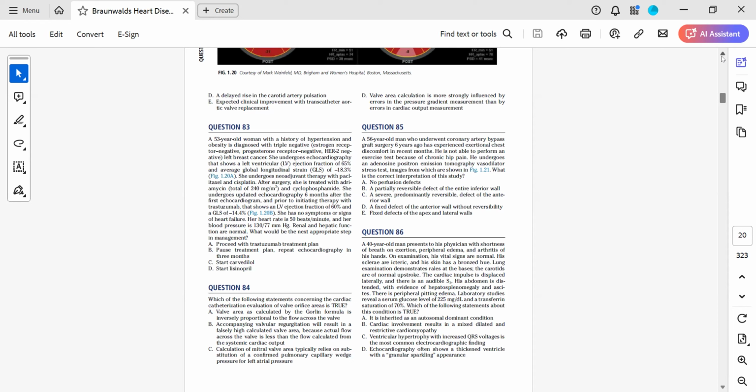That calculation of mitral valve area typically relies on substitution of a confirmed pulmonary capillary wedge pressure for the left atrial pressure. I don't know if we have any questions or comments or clarifications.